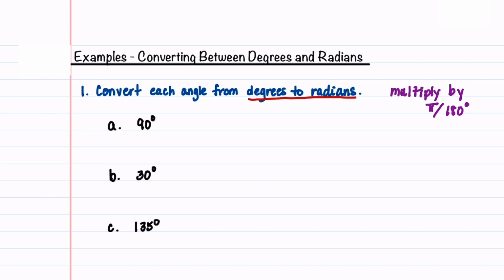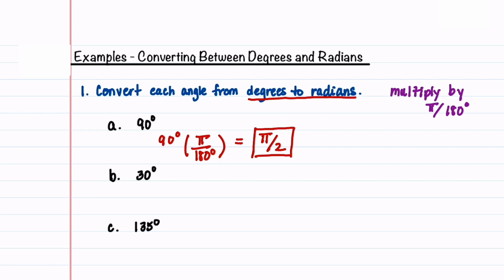So let's start with our first one, 90 degrees. So we write down 90 degrees, and then we multiply that by pi over 180 degrees. And then 90 goes into 180 two times, so that leaves us with pi over 2. It's always a good idea to box your answers too. It really helps you go back and make sure that you can find your answer.